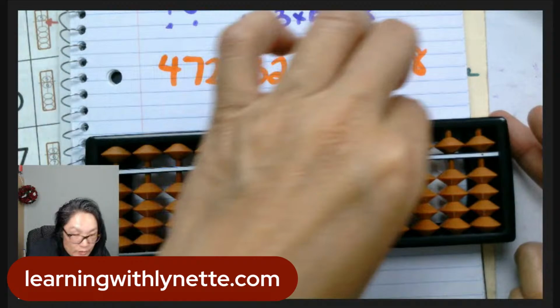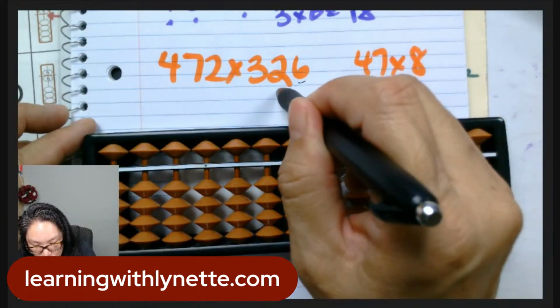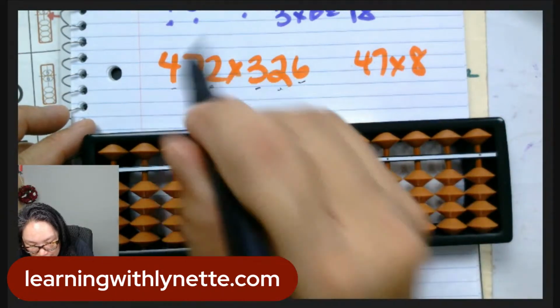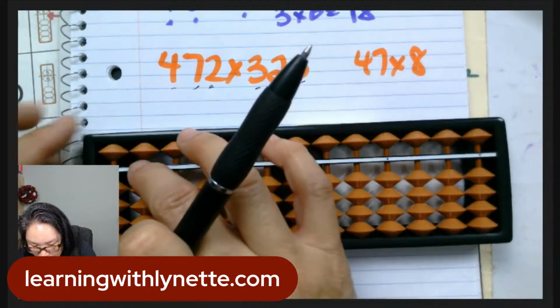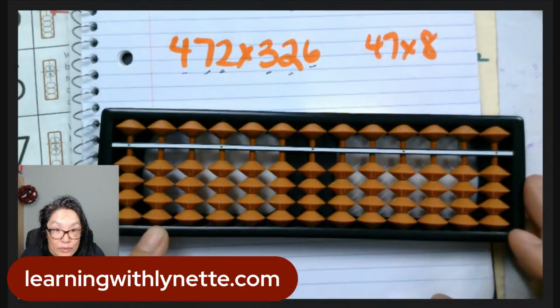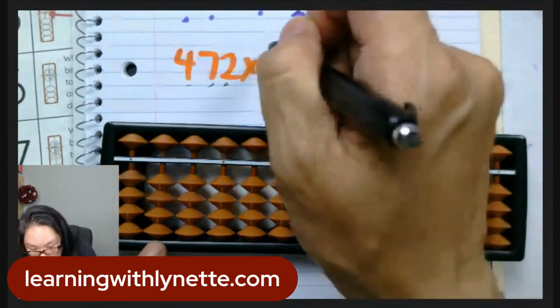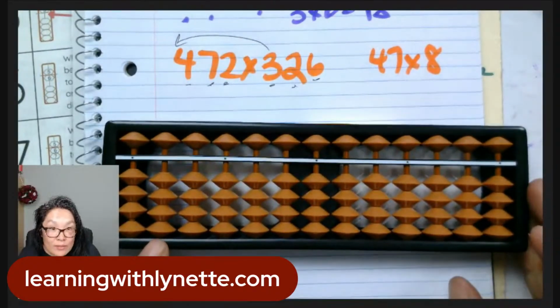So we're going to do 6. How do we know? We have 1, 2, 3, 4, 5, 6. 1, 2, 3, 4, 5, 6. So we're going to go here. When we do that, right, we do 4 times 3.